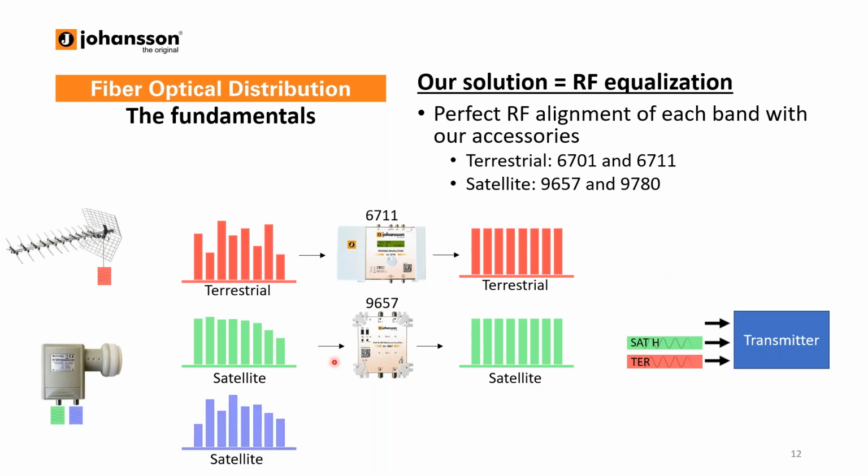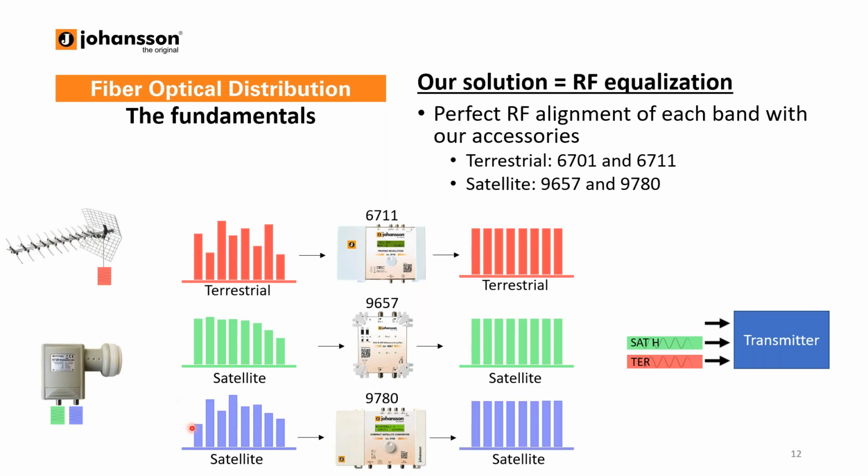If you have a satellite signal which is not that good, maybe coming from different satellites, different LNBs, then we recommend to use the 9780 unit. We call it a compact satellite converter, because this one will, similar to the terrestrial unit, treat every transponder individually, and turn it again into a perfectly aligned satellite signal.